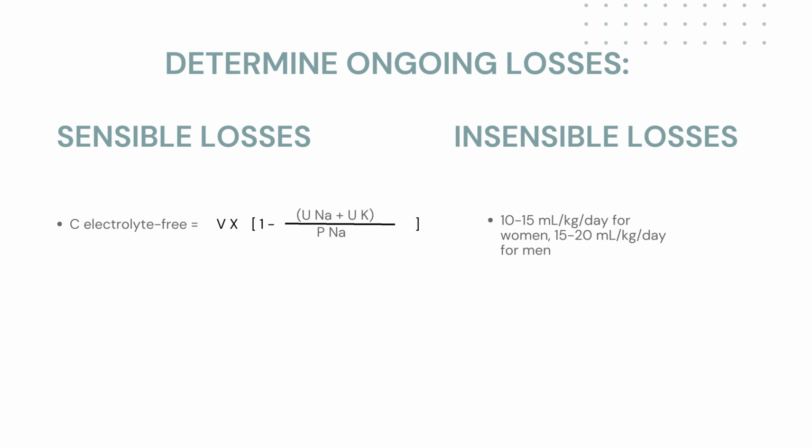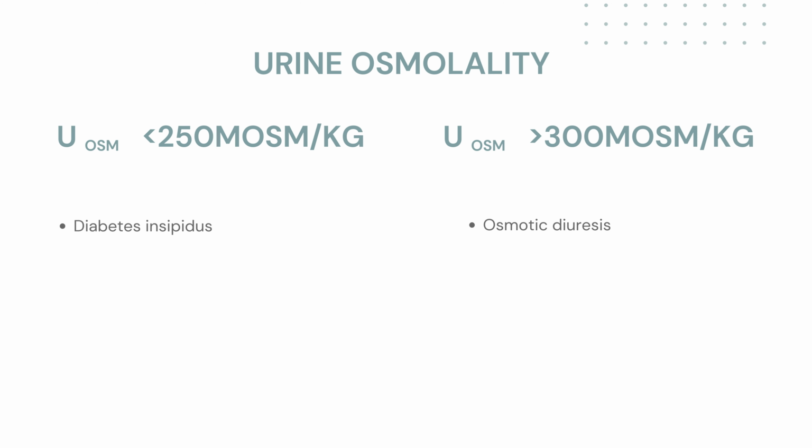The insensible losses can increase in situations like burn, fever, hyperventilation. We can also measure the urine osmolality in non-oliguric patients. If urinary osmolality is less than 250 milliosmoles per kilogram, it indicates diabetes insipidus because we are losing more water. And if urine osmolality is more than 300 milliosmoles per kg in a non-oliguric patient, it indicates osmotic diuresis.